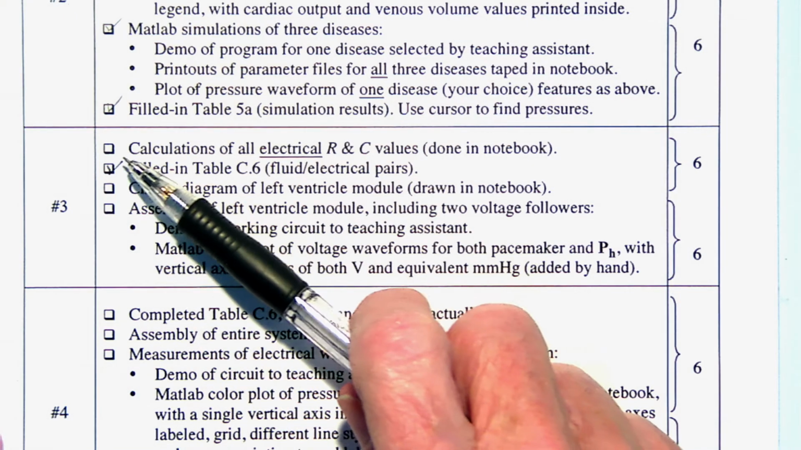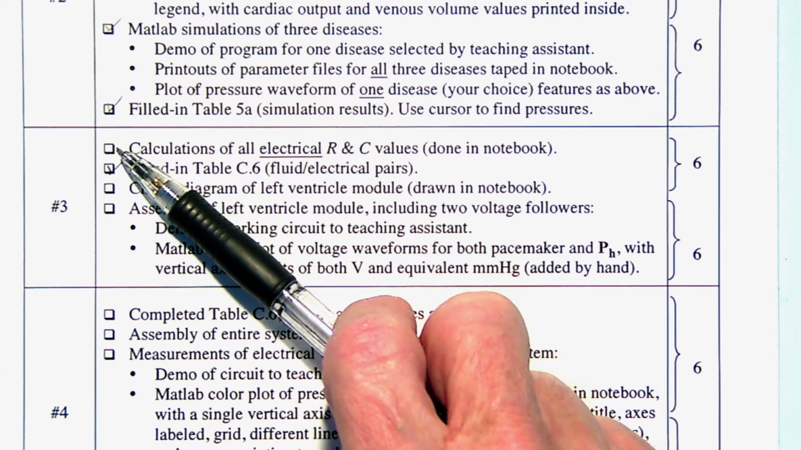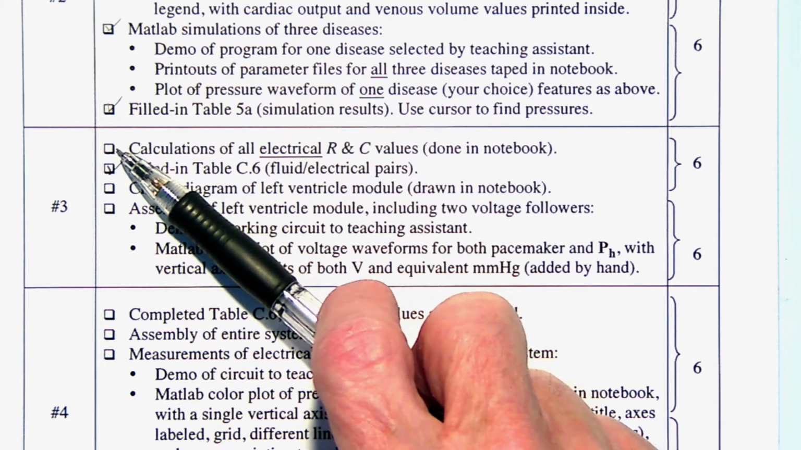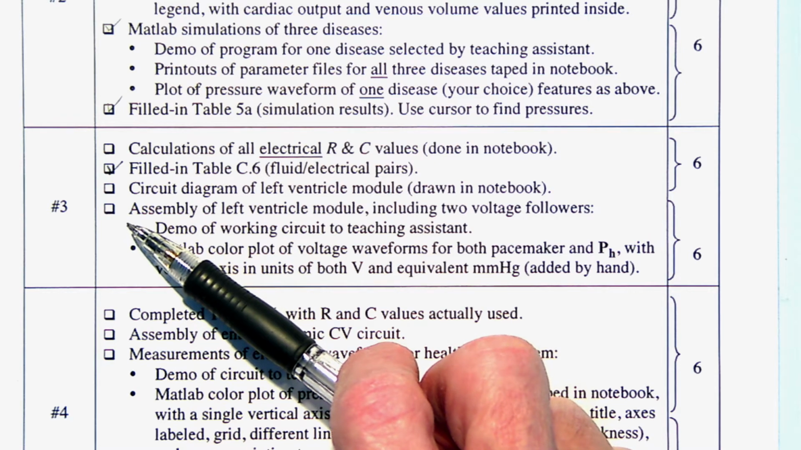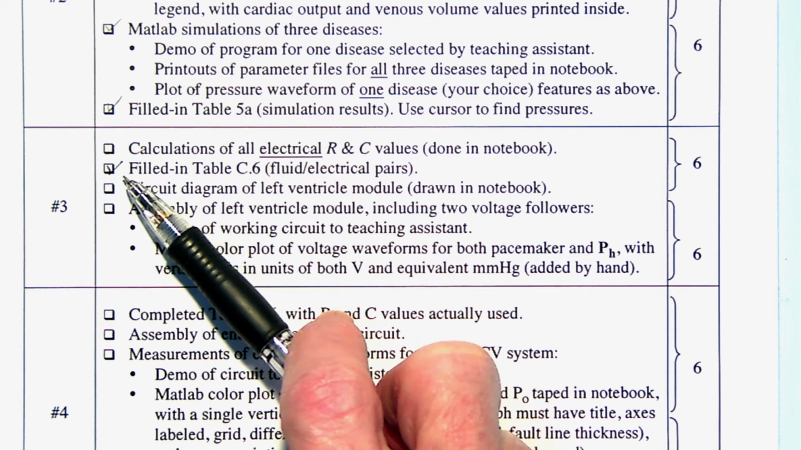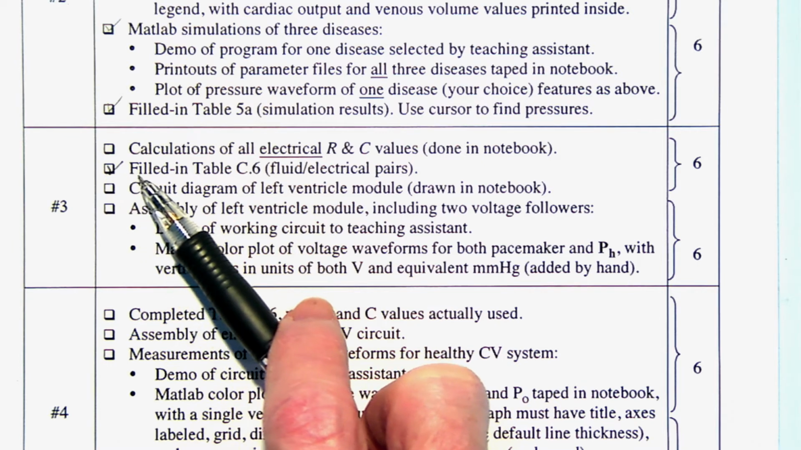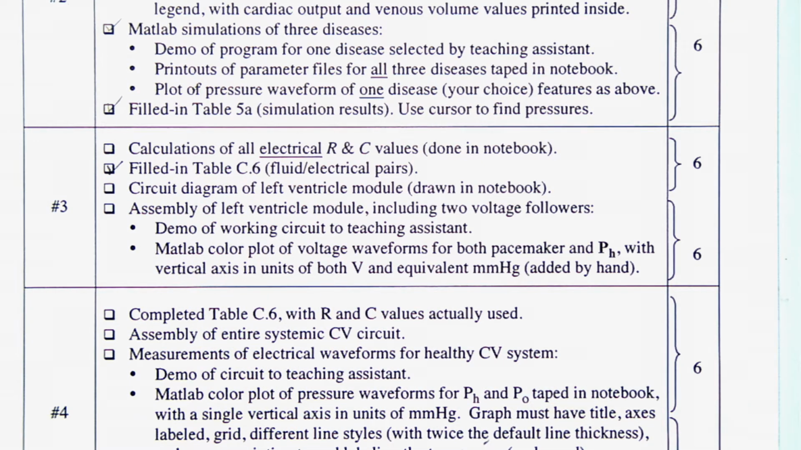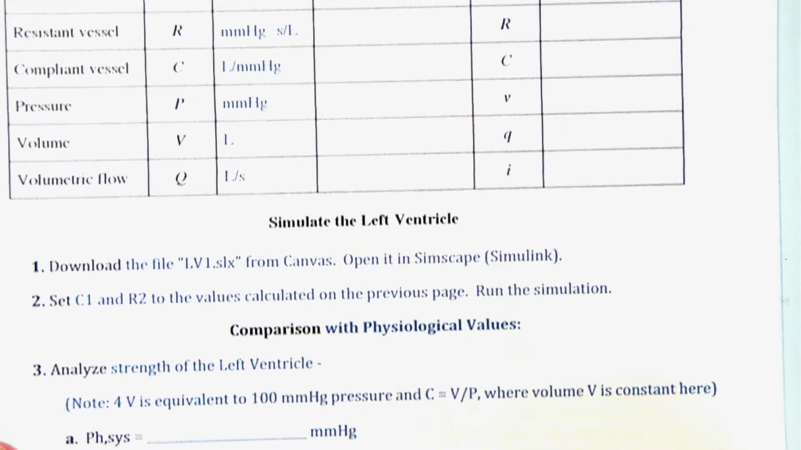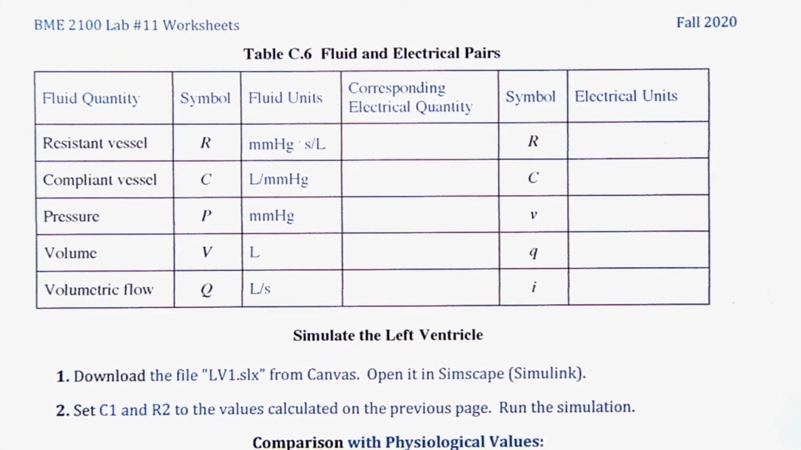Now here's a list of the items that we need to check off for checkoff number 3 in this week's lab. This list came from a list that's in the appendix of the textbook. It's a little bit different this unusual year. We'll start with filling in table C6, and that table is found at the top of the second of the worksheets for this week's lab, right here.